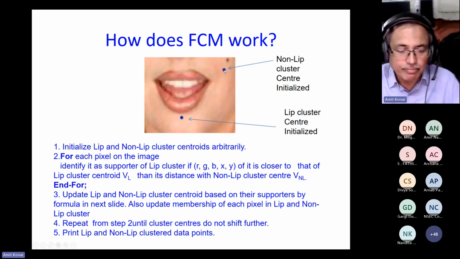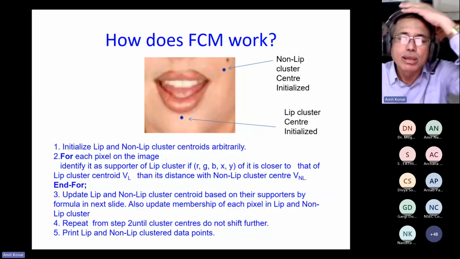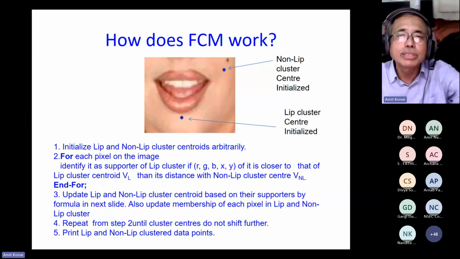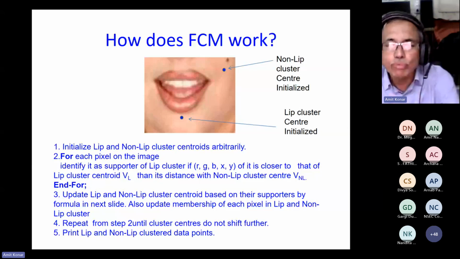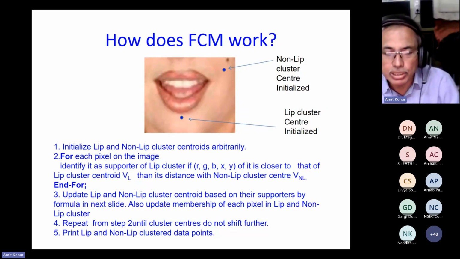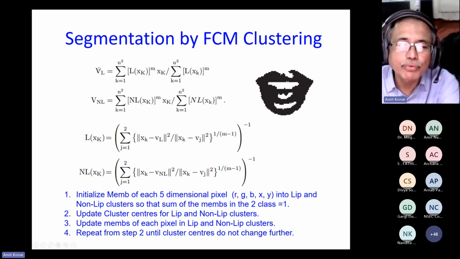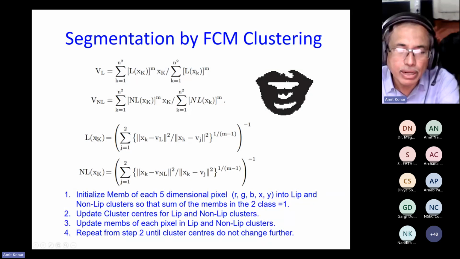So this is basically called the fuzzy C-means clustering algorithm, which is similar to classical k-means clustering, but there is much more sophistication here. Maybe I won't be able to cover all of this because of time, but I just showed the formula, and you can get it from any standard book, even my book or any other book on computational intelligence. So this is the cluster center formula for lip region and non-lip region. And this is basically the membership evaluation formula for lip region and non-lip region.